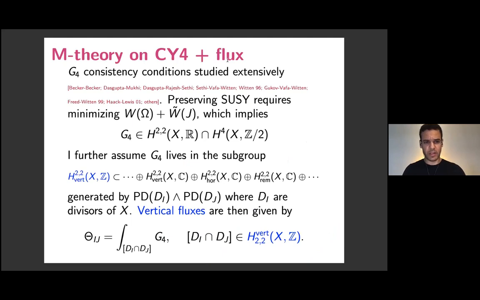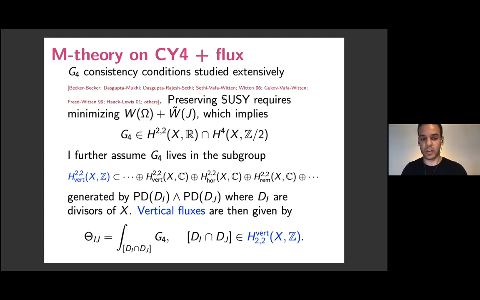Now, when talking about M-theory compactifications on Calabi-Yau fourfolds with flux, there's a number of consistency conditions one has to consider for the flux background itself. And these have been studied extensively over the past 20 to 30 years. I'm not going to dwell too much on some of the more subtle ones, which deal with the quantization of the periods of the G4 flux.